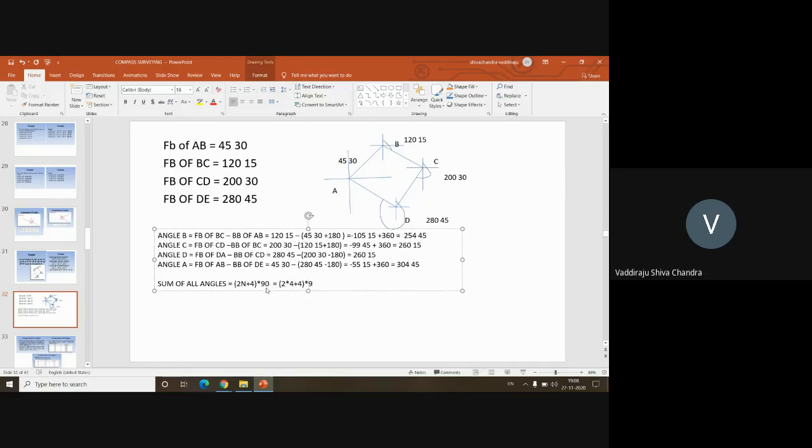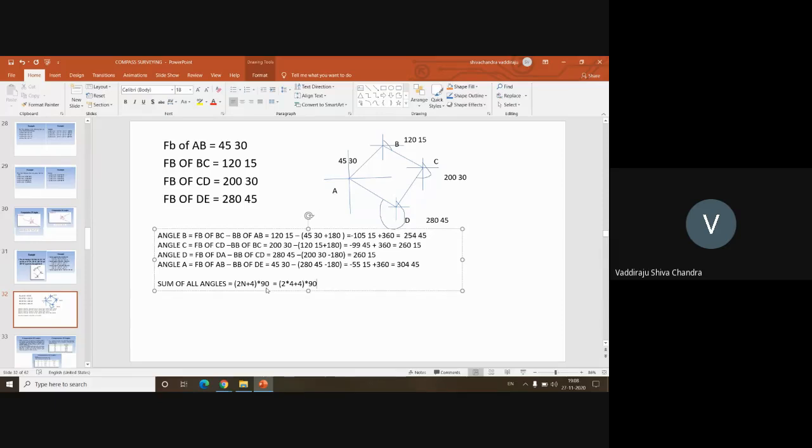There's a check to apply to see whether the angles calculated by you are correct or not. The check is that the sum of all angles should be 2n plus 4 into 90, for exterior included angles, if the traversing is clockwise. If the traversing is anti-clockwise, the sum of all angles should be 2n minus 4 into 90, where n is the number of sides.